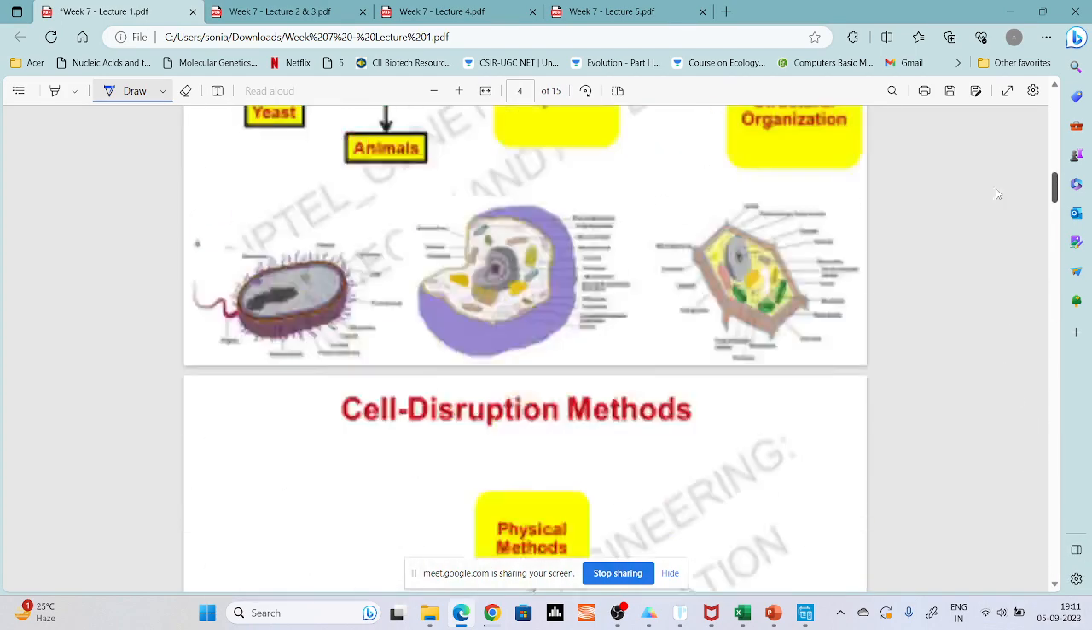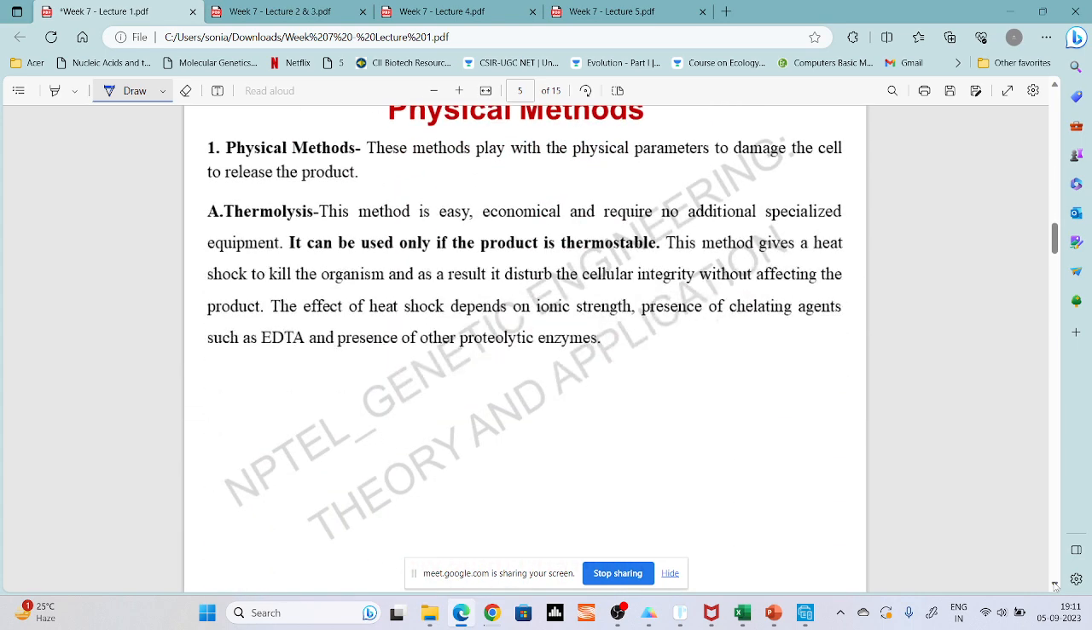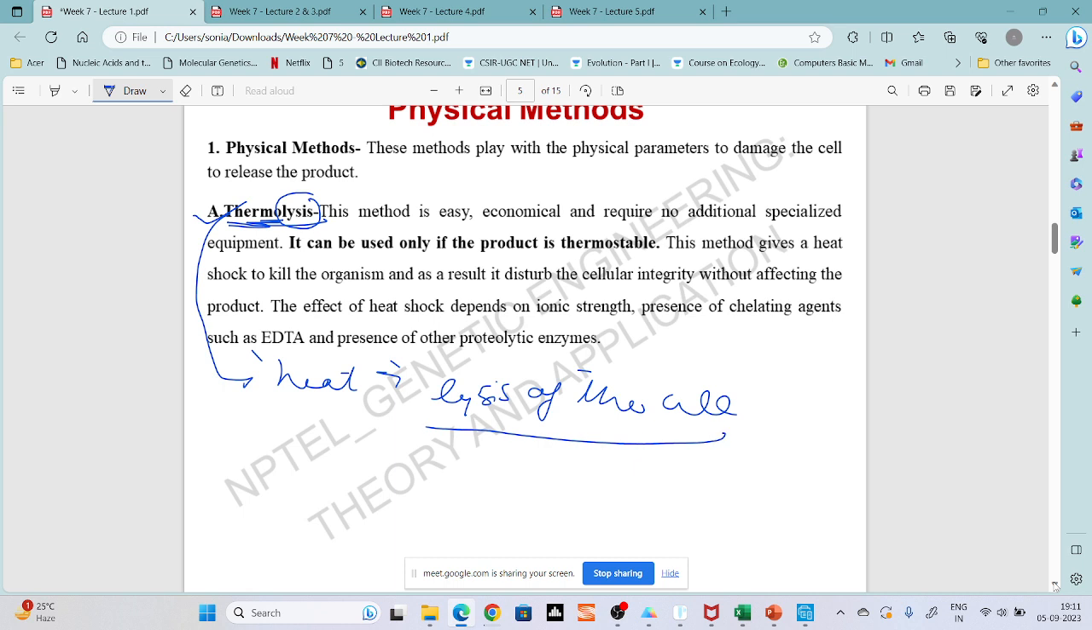So now first we are talking about the cell disruption methods. Cells can be disrupted with the help of physical methods, chemical methods, enzymatic methods or mechanical methods. If we talk about the physical methods, they can be thermolysis. Thermolysis, as the name suggests, lysis means lysing, thermo means heat. That means here you are using heat for the lysis of the cell, so it is applicable only to those products that are thermostable.